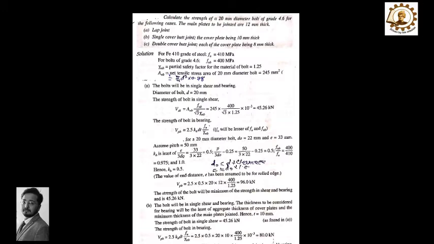The subject design of steel structure actually is very easy if you practice more and more, and if you know how to use the IS code.